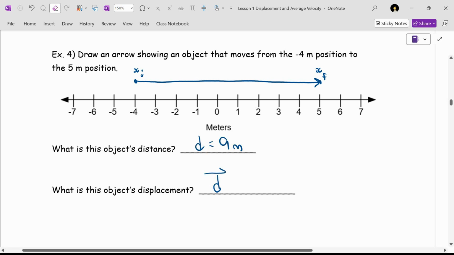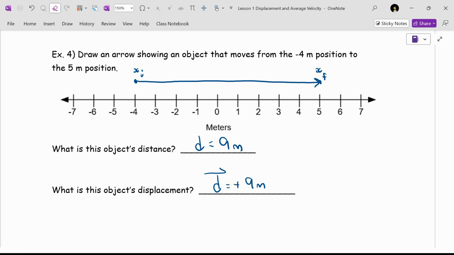Keep going, Allie. What's the object's displacement? What's its change in position? First of all, what's the magnitude of its change in position? Same answer. Direction. What direction did it move? So you could write 9 meters right, or you could say positive 9 meters, although when we write numbers, if there's nothing in front, do we know it's positive? So honestly, this is kind of redundant.